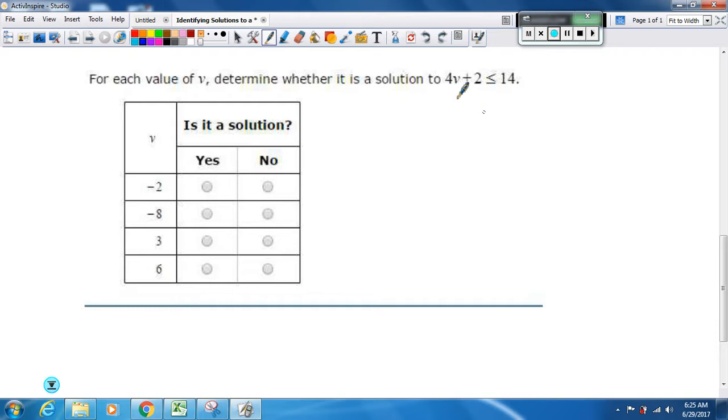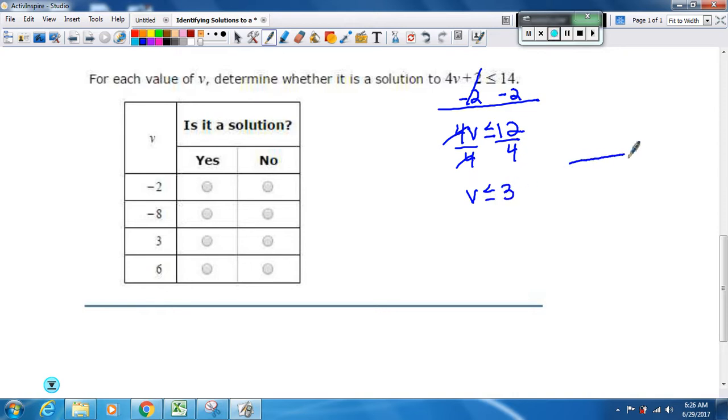again, I'm going to take the inequality and go ahead and solve it. The first thing we're going to do is subtract 2 from both sides. So I get 4v is less than or equal to 12. Divide both sides by 4. So v is less than or equal to 12 divided by 4, which is 3.